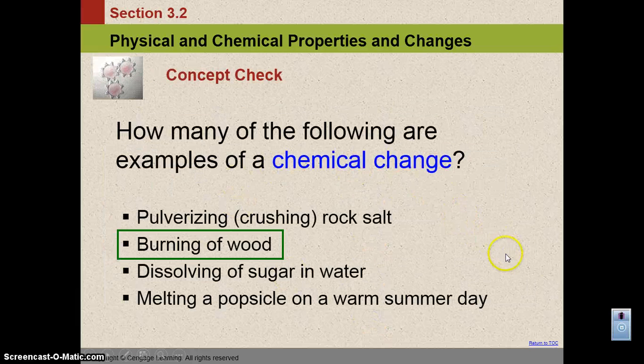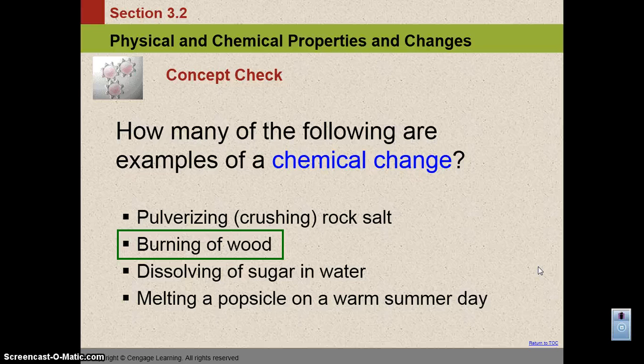So how many of the following are examples of a chemical change? And if you look at the one that they have circled, that's the only chemical change. It's the burning of wood. Once you burn wood, you can't get it back to the wood that it was before. It changes into totally different substances.